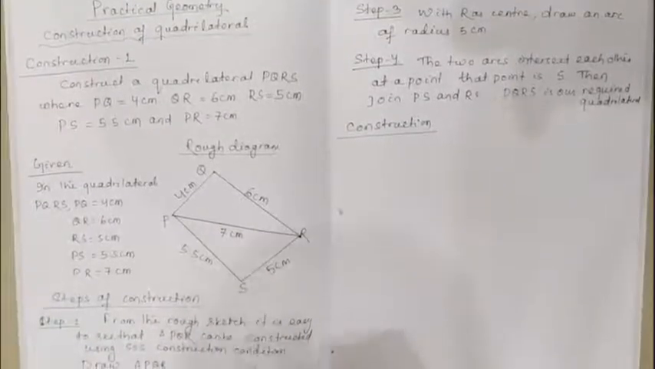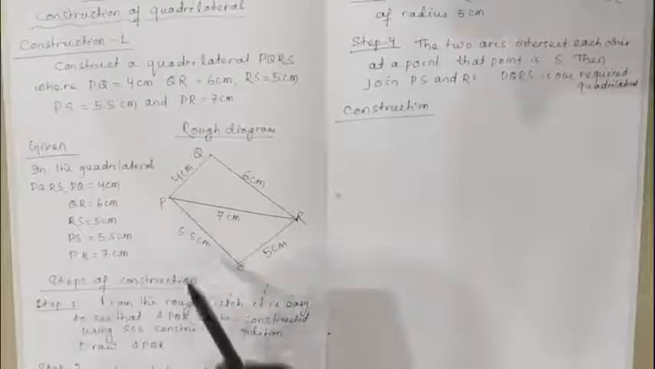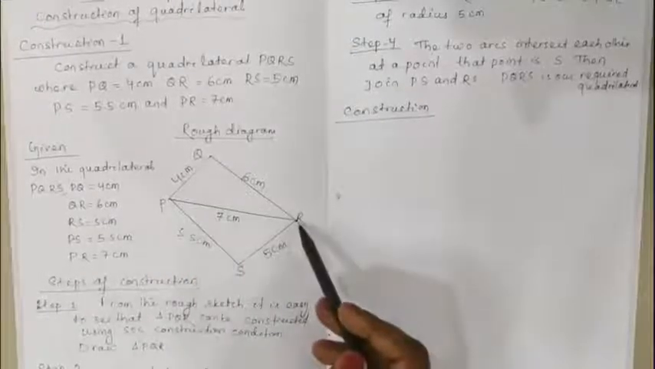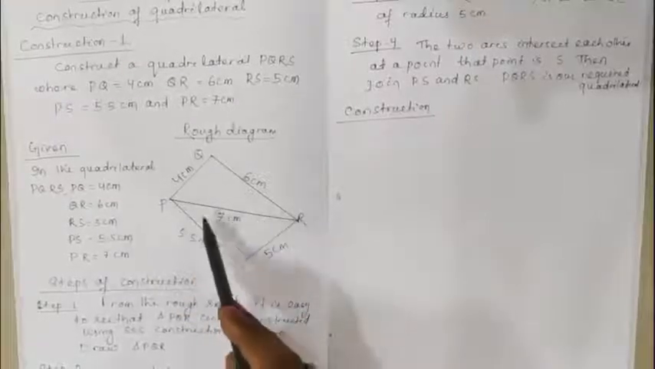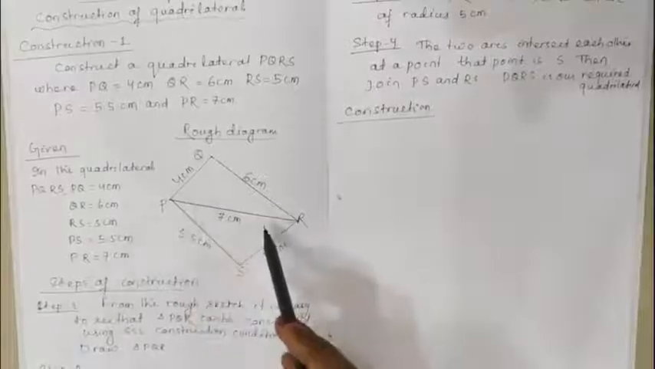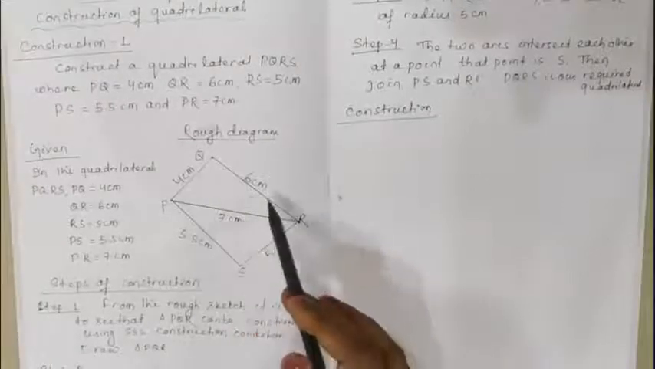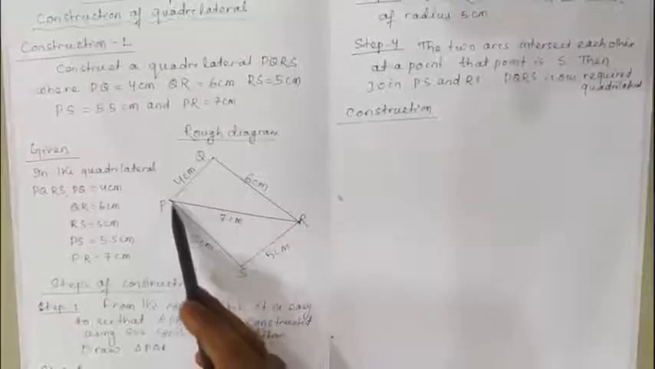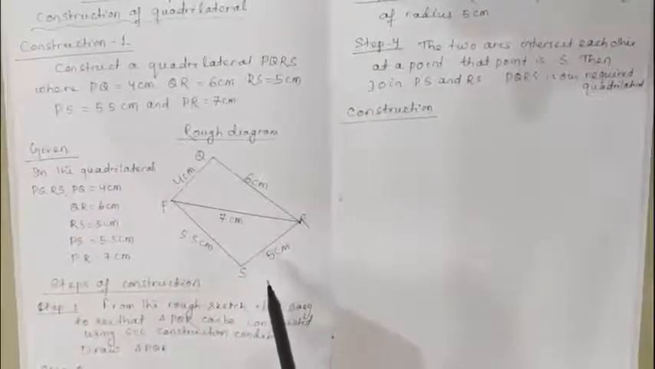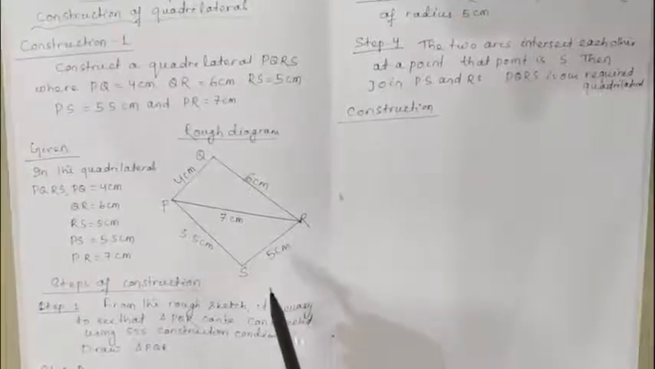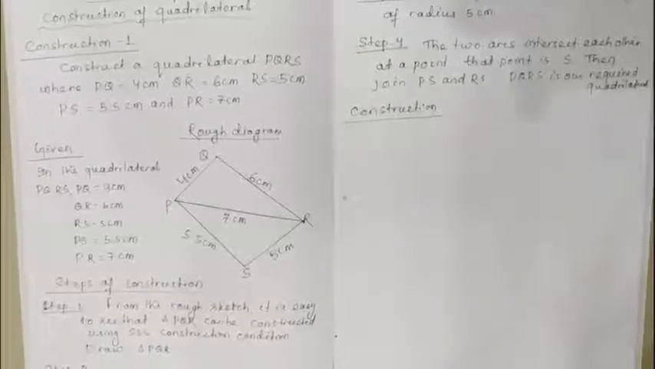Then I have already written the steps of construction. You have to follow the steps. So first step, look at the rough sketch of the quadrilateral PQRS. So here in triangle PQR, all the sides are given. In your class 7, you know how to draw a triangle if the 3 sides are given. So here we can construct triangle PQR. So first step is draw triangle PQR by using the SSS construction condition. So first we have to draw the triangle PQR.